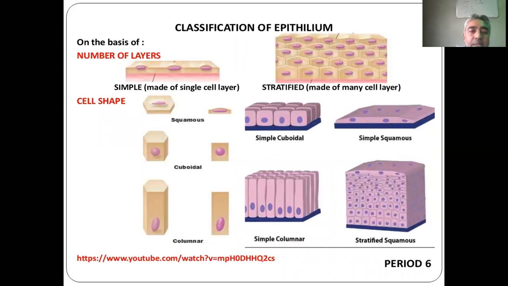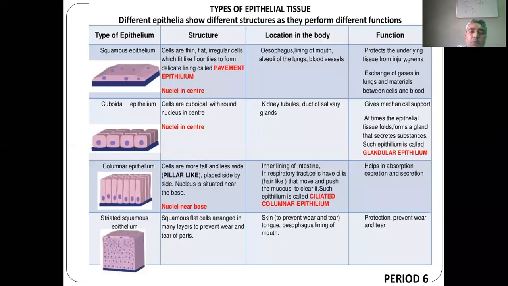Here you can see the classification of epithelial tissue. On the basis of number of layers, it is simple or stratified: if it is made up of a single layer of cells, it is simple, and if made up of many layers of cells, it is stratified. On the basis of cells: squamous, cuboidal, and columnar. Simple cuboidal, columnar, simple squamous, and stratified squamous. These are the types of epithelial tissue. Now you can study them.